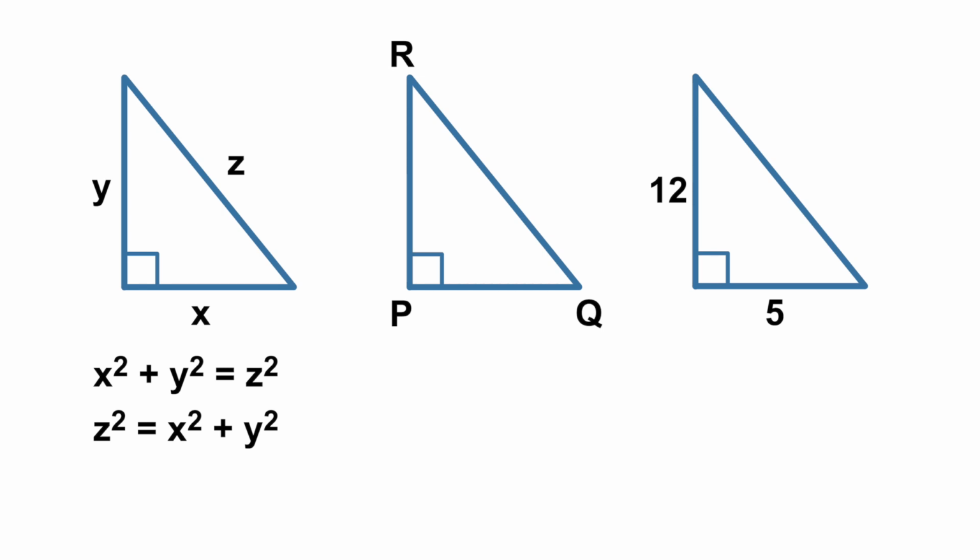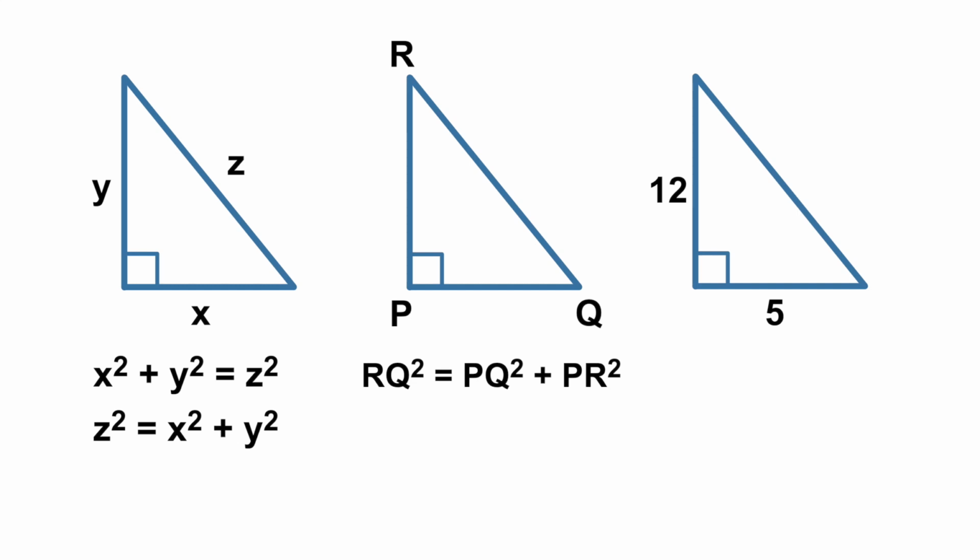In the next triangle, we have the vertices labelled. The longest side is the side RQ. So RQ is the hypotenuse. Therefore, RQ squared is equal to the square of the length of the other two shorter sides, which is PQ squared add PR squared. And finally, we have this triangle.